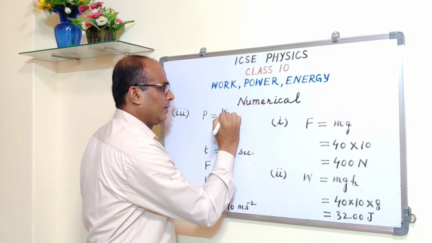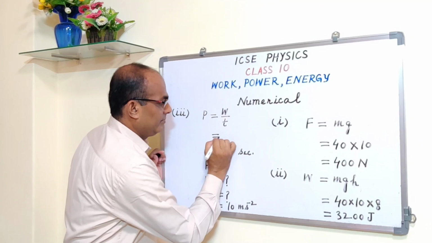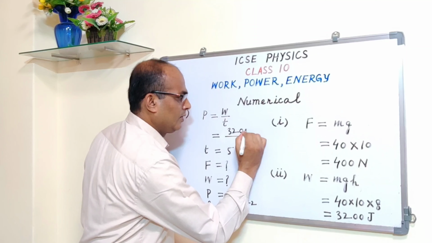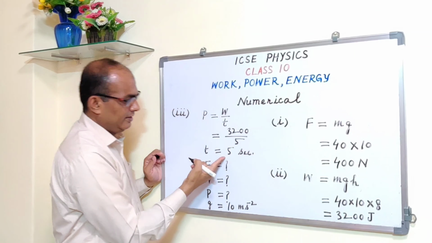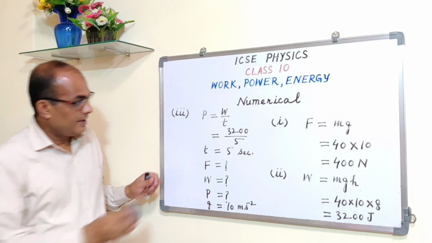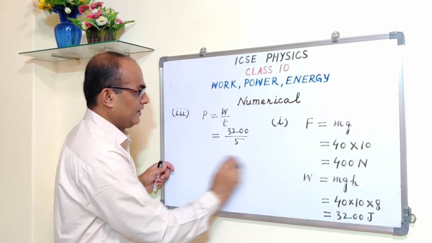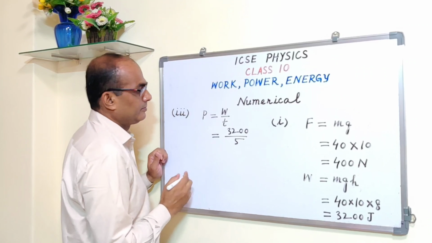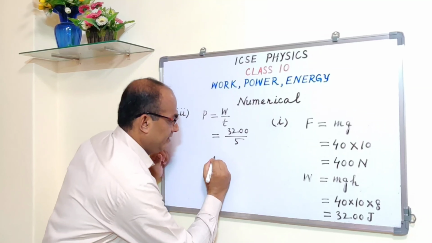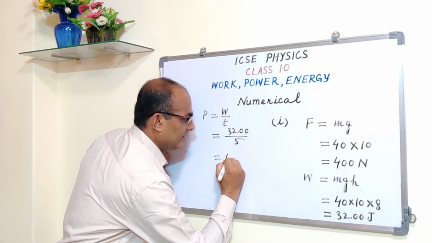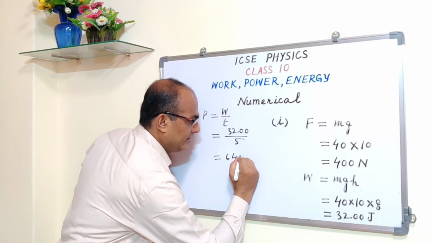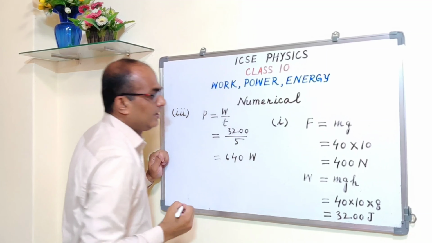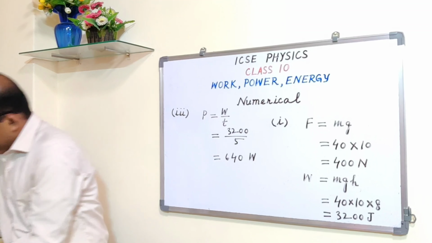P is equal to W upon T. And W is how much? 3200. And T is how much? 5. T is here only 5. And then how much are you getting? Divide now: 5 sixes are 30, 5 fours are 20 and 0. So 640 watt is the third answer.